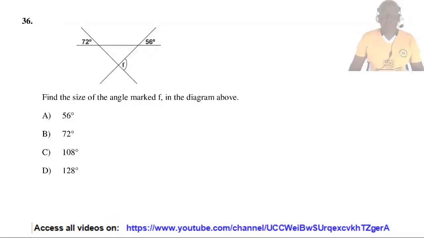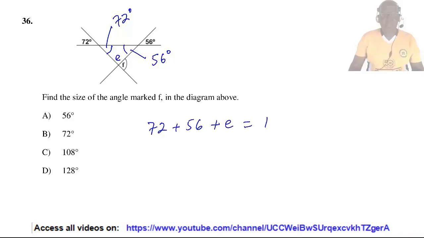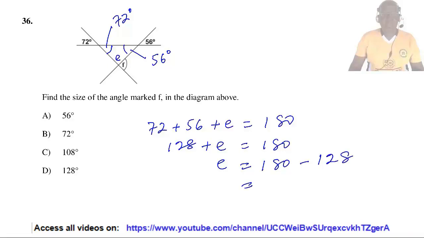Question 36. Find the size of the angle marked F in the diagram above. The angle over here equals 72 degrees. This is because it is vertically opposite the angle 72 degrees. The angle over here equals 56 degrees. This is because it is vertically opposite the angle 56 degrees. Now the sum of angles in a triangle should add up to 180 degrees. So if this angle is E, 72 plus 56 plus E should be equal to 180, or 128 plus E should be equal to 180. Therefore, E equals 180 minus 128, and this equals 52. So E equals 52.